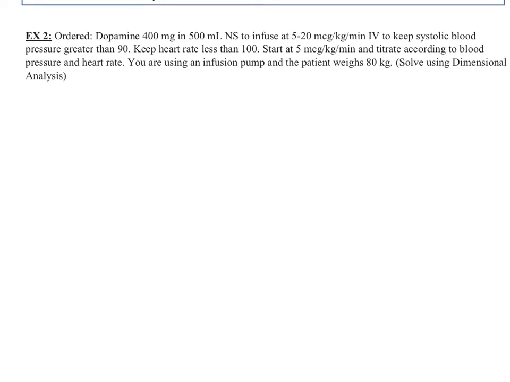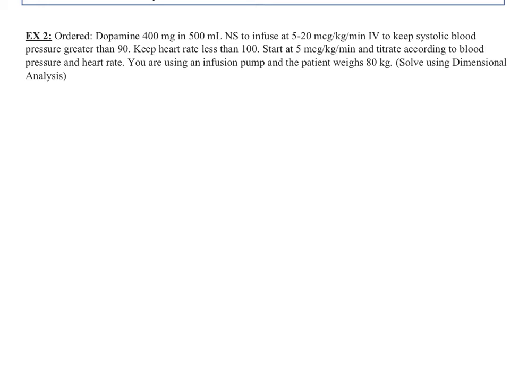Alright, so let's take a look at an example for this. What we have ordered is dopamine 400 milligrams in 500 milliliters normal saline to infuse at 20 micrograms per kilogram per minute IV to keep systolic blood pressure greater than 90. Keep heart rate less than 100. Start at 5 micrograms per kilogram per minute and titrate according to blood pressure and heart rate. You are using an infusion pump and the patient weighs 80 kilograms. We're asked to solve using dimensional analysis.